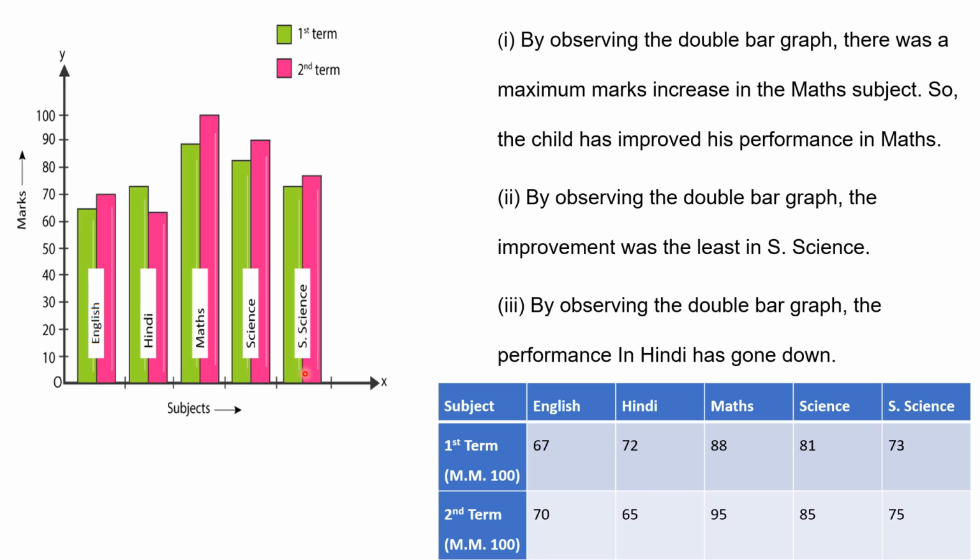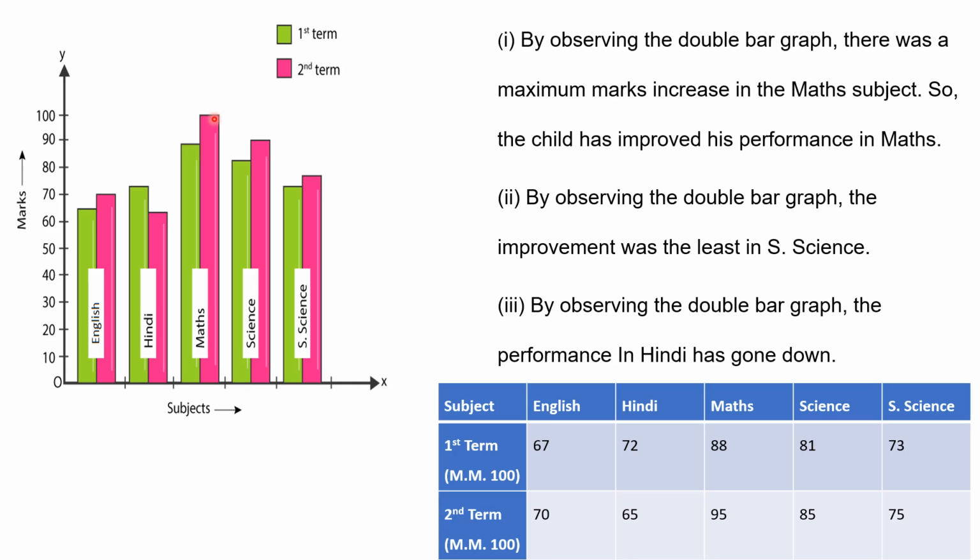In which subject has the child improved his performance the most? Here, this math you can see. First term and second term, there are large differences, 88 and 95. So in the math subject, maximum improvement is there.